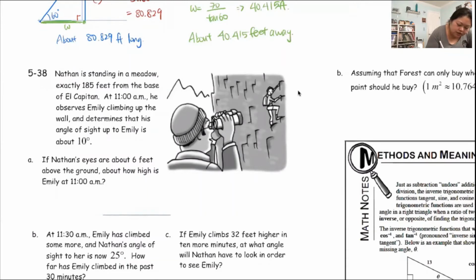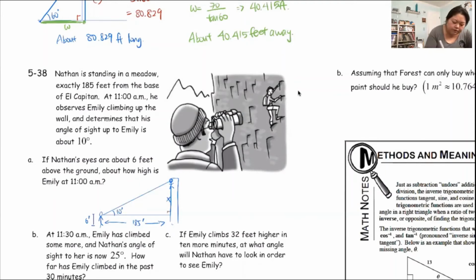So here is not the floor, but this is Nathan's eyesight, right? So Nathan is looking up and he sees Emily up there. And this is El Capitan. So this is Emily right here, assuming he's looking at her head. All right. So his line of sight is 10 degrees. His eyesight is 6 feet, right? And he is standing 185 feet away. Okay. All right. So how high up is Emily? This is what you're looking for.